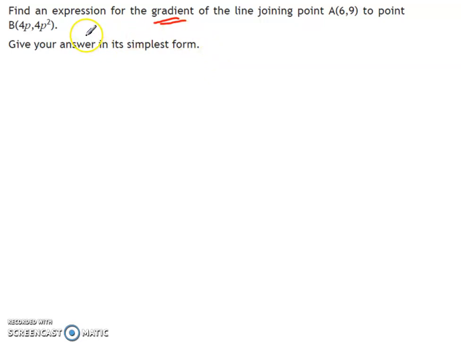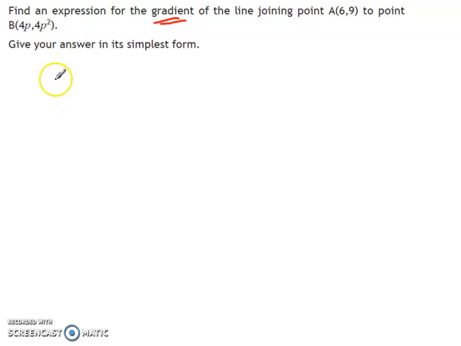So this question wants us to find the expression for the gradient of the line between 2 points A and B, and we have to give our answer in its simplest form. Now if you look at the points, A, we know the value of it, but the point B, we actually know just the expressions for x and y. So what we're going to do is find an expression for the gradient, i.e. something written in terms of letters, so that we can then simplify this and see what we can get.